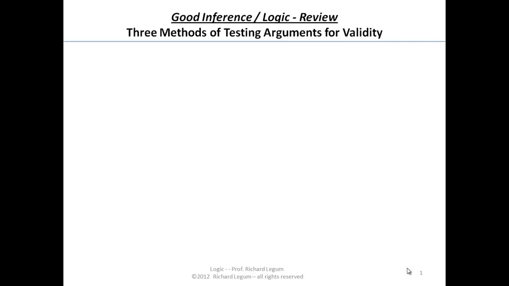Let's just quickly review the concept of a good inference, what logic proper, logic itself, is all about. And a good inference is a valid inference. And remember, we had three methods of testing arguments for validity to determine whether the argument exhibits good logic. And we're going to actually do them in reverse order for a reason, to make sure everybody's clear on this.